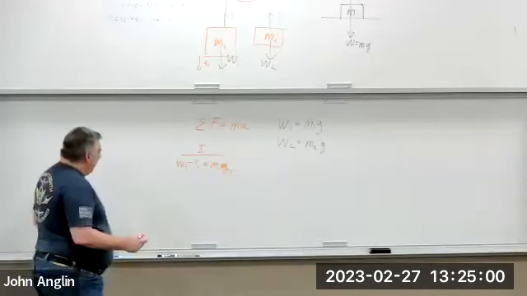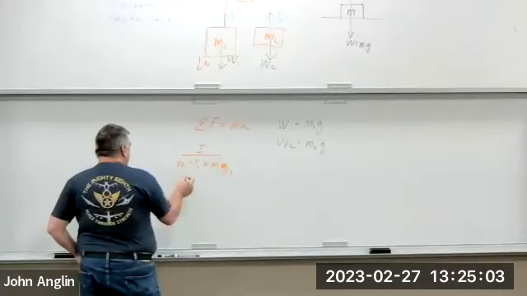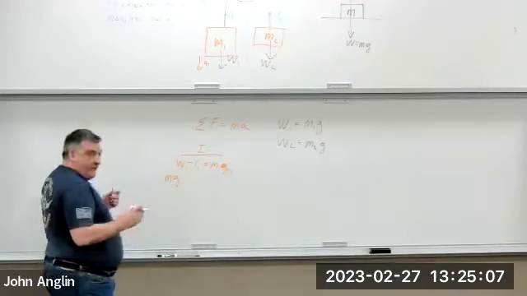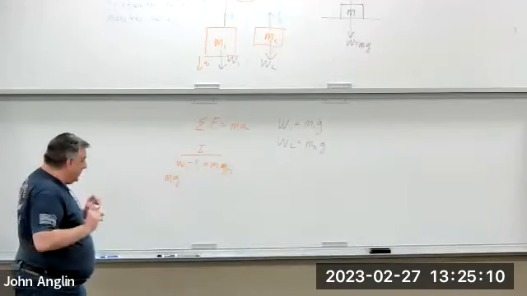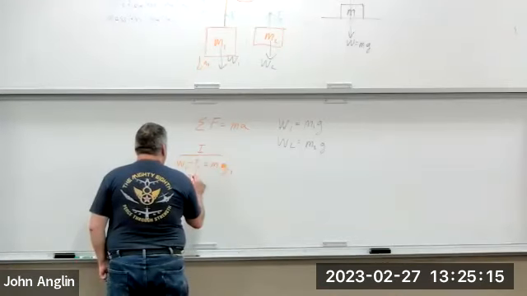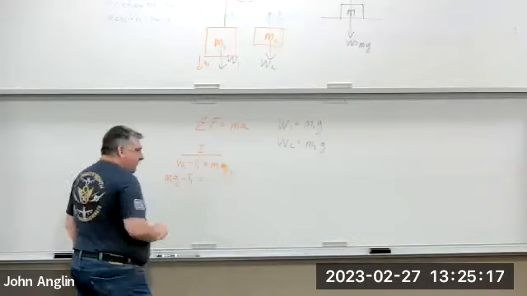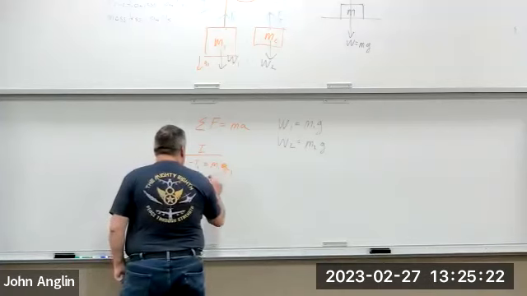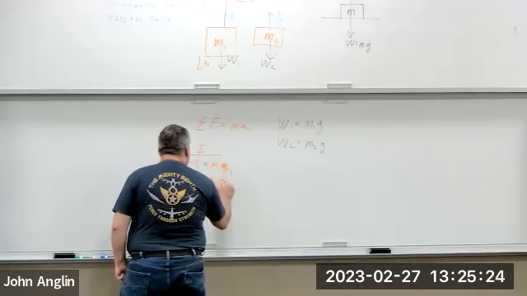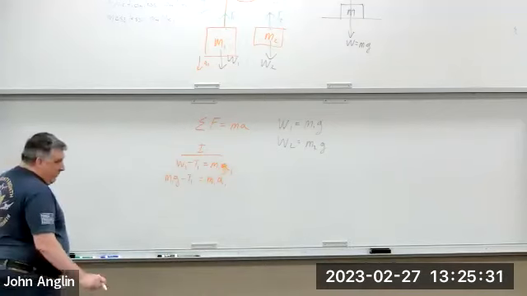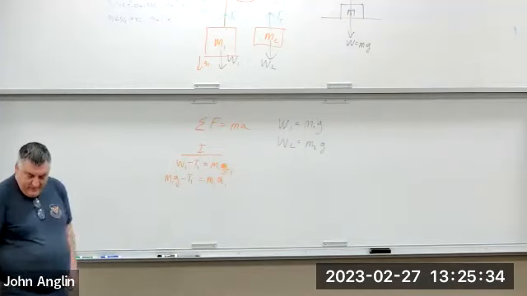So for side one, we know that weight one is just m1g, because the weight is just due to the mass and the acceleration due to gravity, minus whatever the tension force is. Well, I don't know what that is yet. And then, because of Newton's second law, it's just m1a1, where a1 is the acceleration of that block.